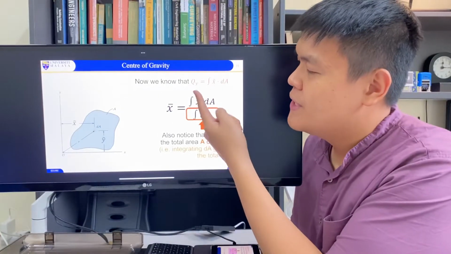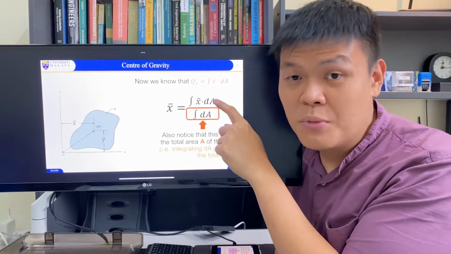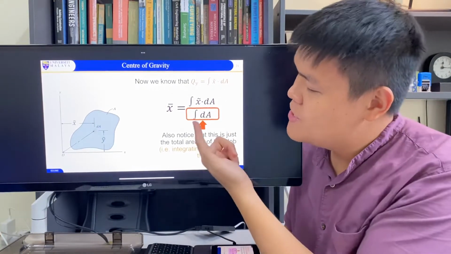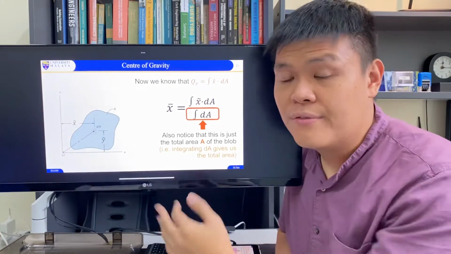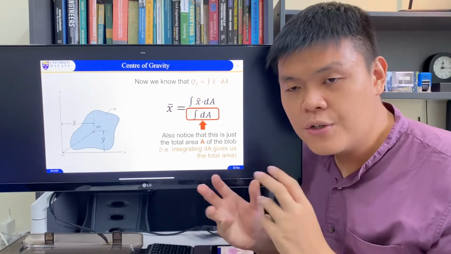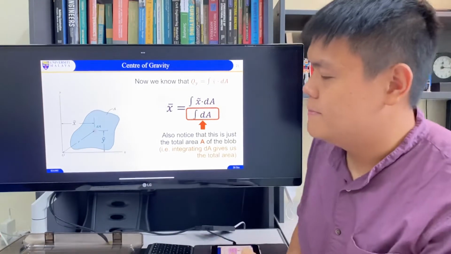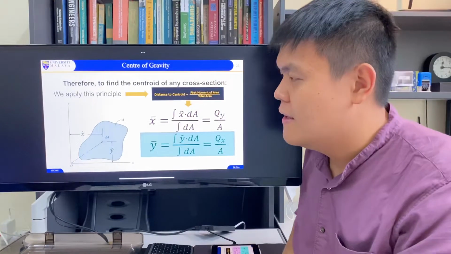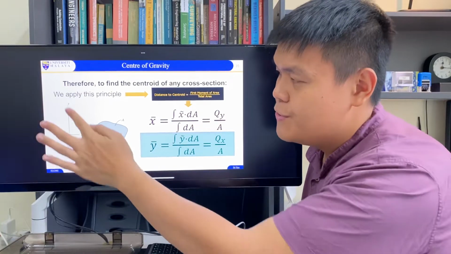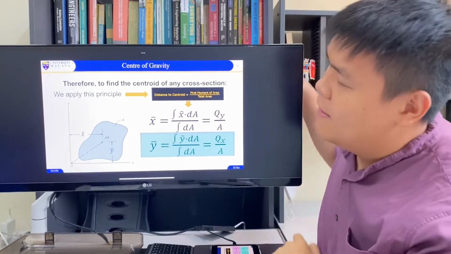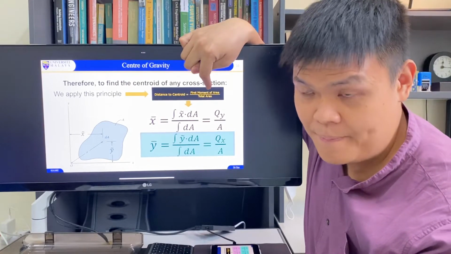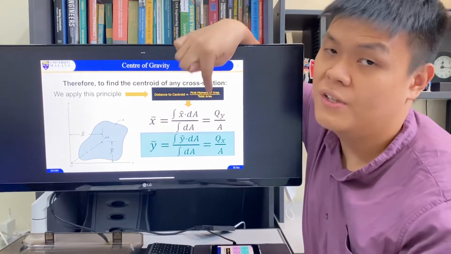Now that we know the top part, Q, is the moment of area, the first moment of area, we look at the bottom here. Now this is just our total area of the blob, the summation of the small areas. You sum them all up together, you get the area of the big blob. Therefore, to find the centroid of any cross-section, you use this principle, which is the distance to the centroid is equal to the first moment of area divided by the total area.